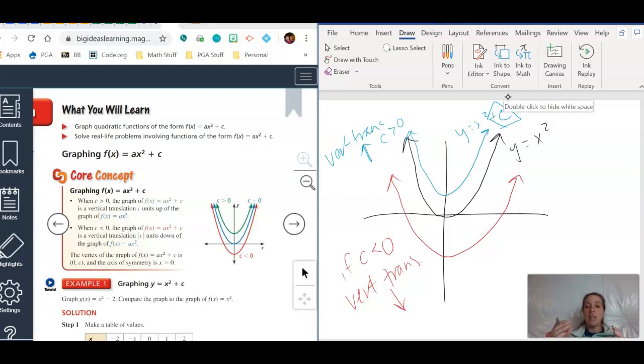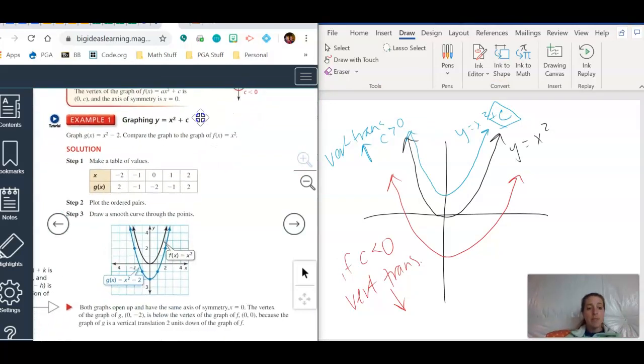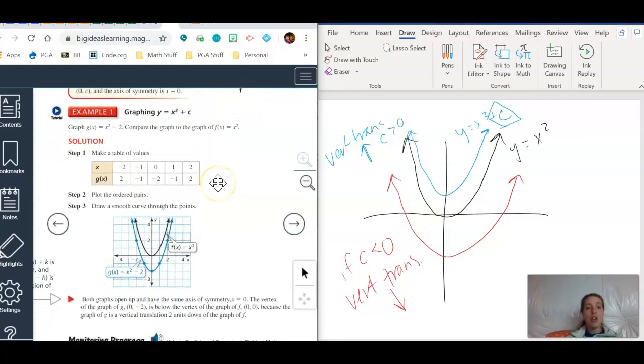So really now that we've seen, if that C value, doesn't matter what A is, or even if it opens down, if that C value is positive, it shifts everything up, and if that C is negative, it shifts everything down. So let's look at an example. So here we're being asked to graph g of x equals x squared minus 2, and then compare it. We're always going to be comparing it to our parent function.